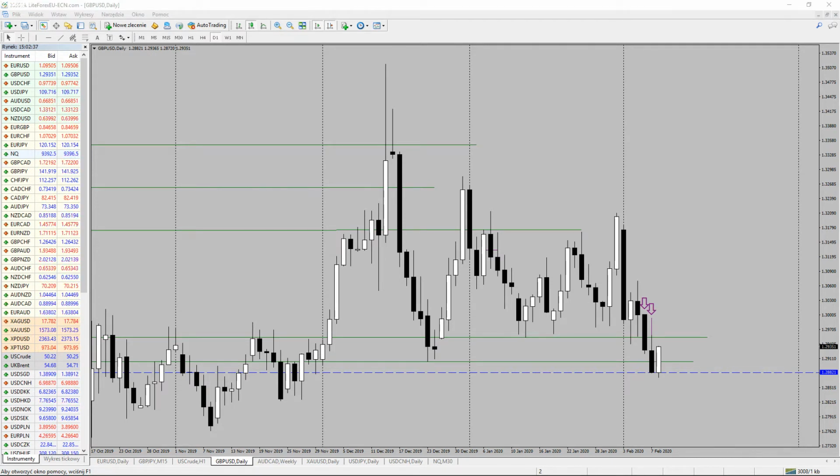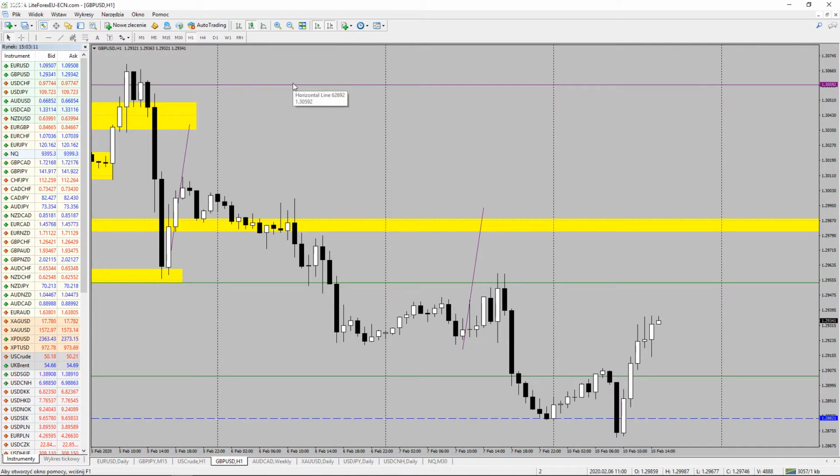That's quite significant in my opinion when it comes to the cable. Right now we got a little bit of a relief rally, but as long as we are below 1.2950 over here, I think we can try to look for opportunities to sell the rally on the cable. So let's have a look at the intraday perspective and how I'm going to approach the cable.